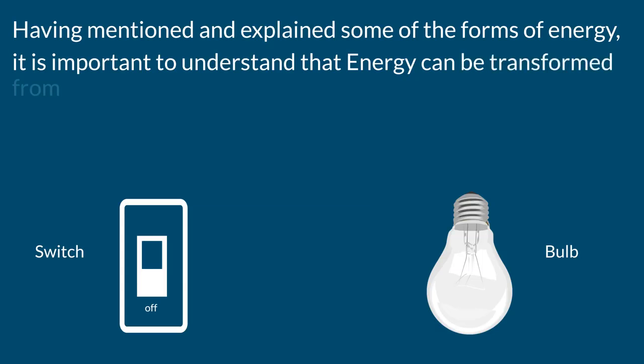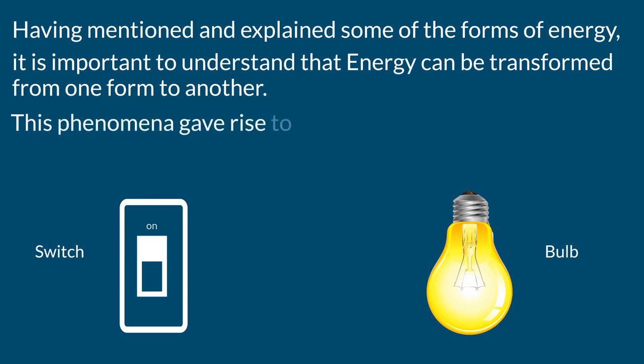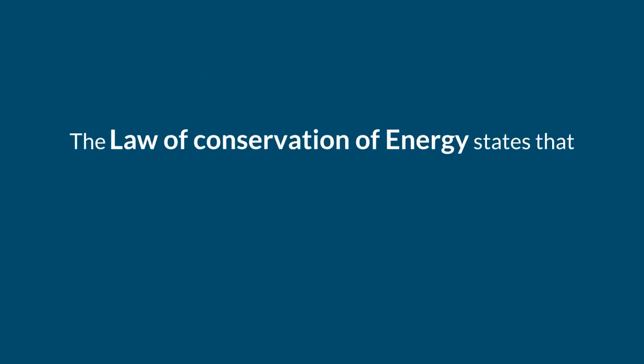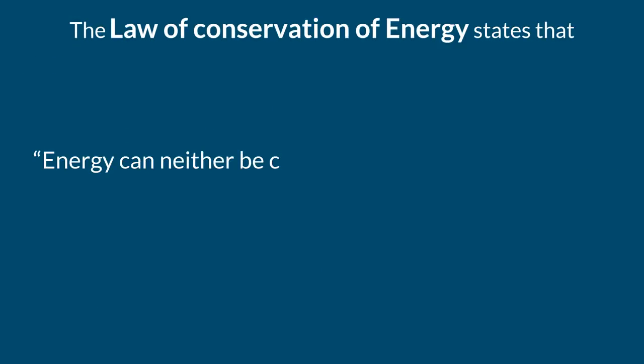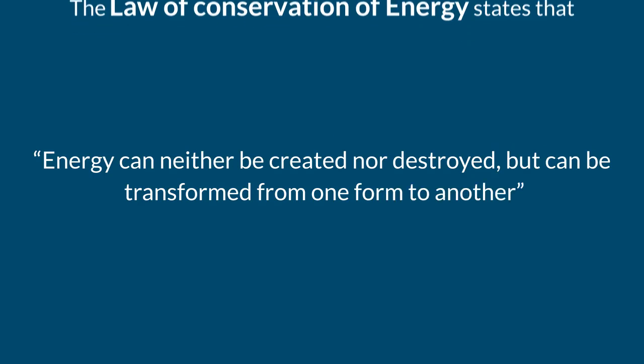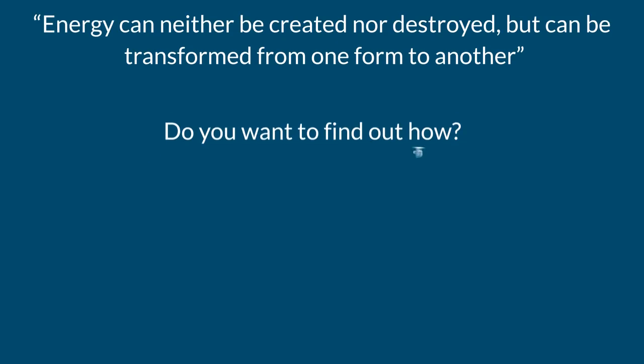energy can be transformed from one form to another. This phenomenon gave rise to the law of conservation of energy. The law of conservation of energy states that energy can neither be created nor destroyed, but can be transformed from one form to another. Do you want to find out how? Then tag along.